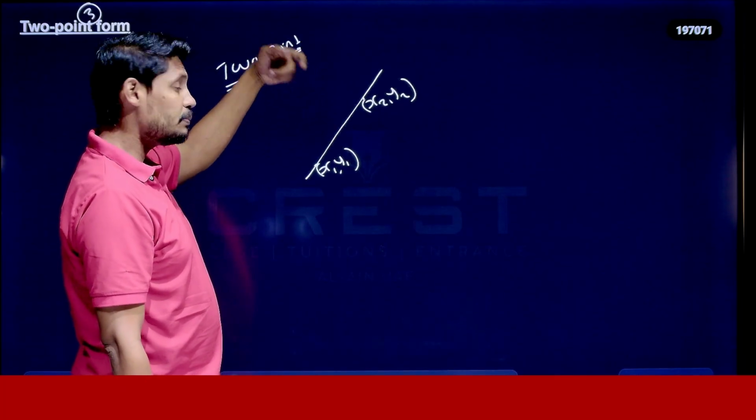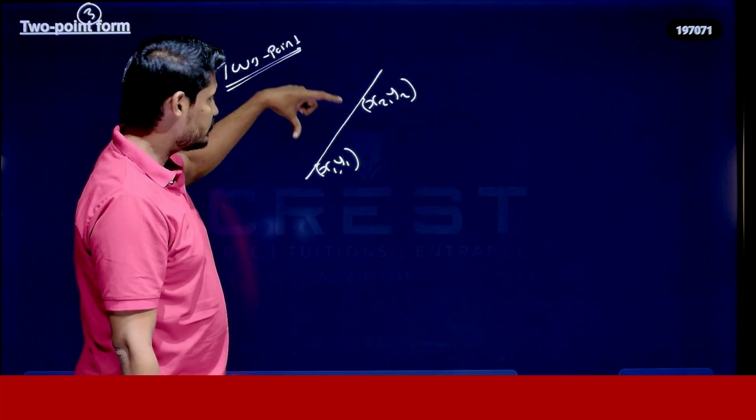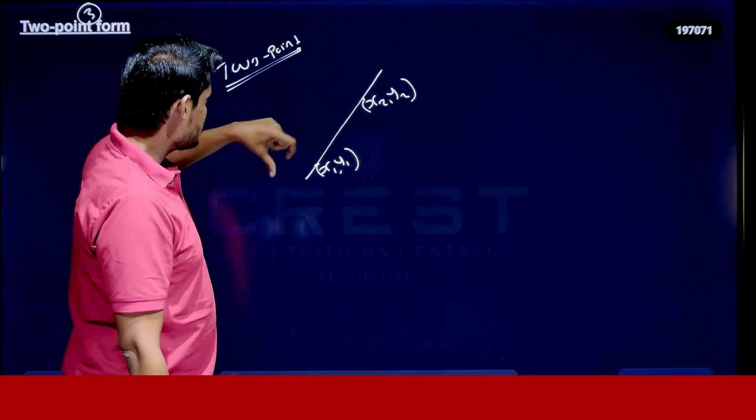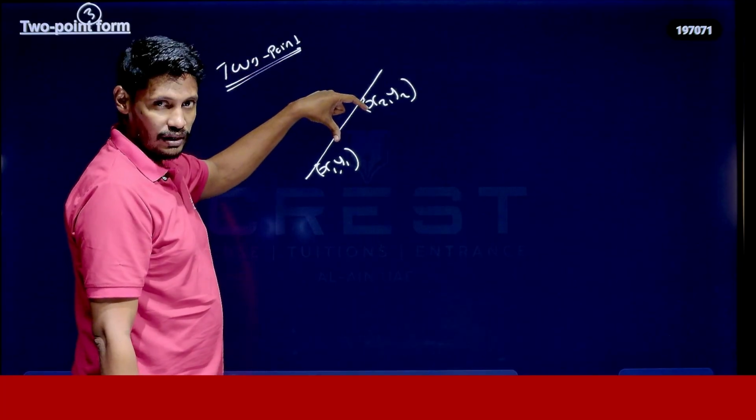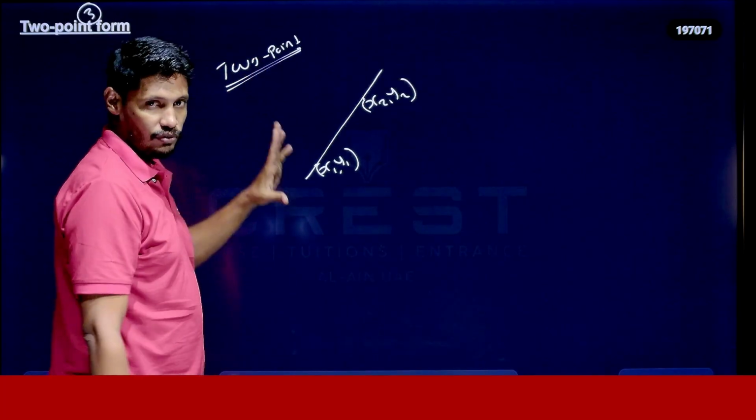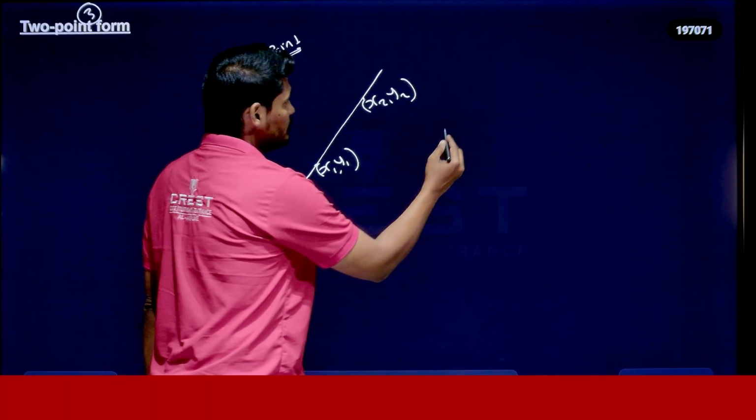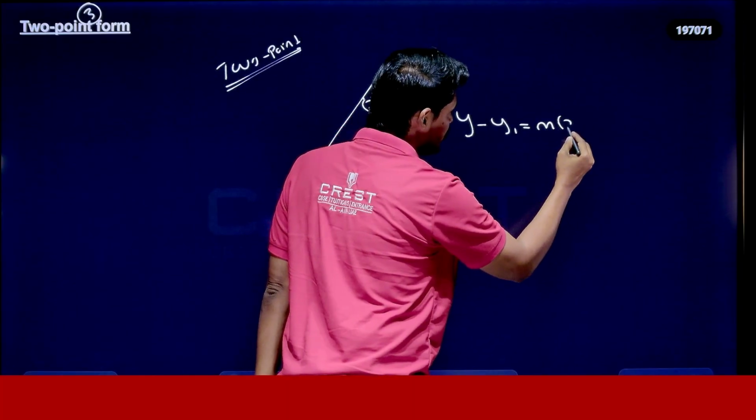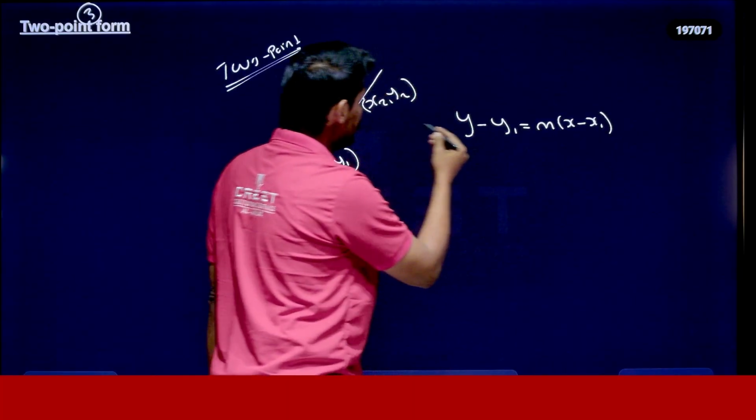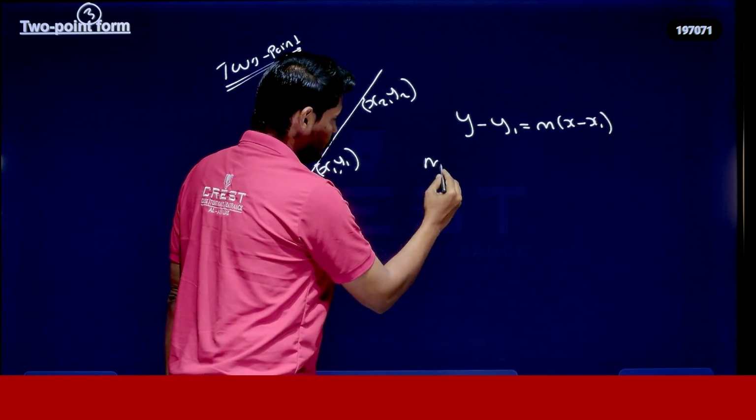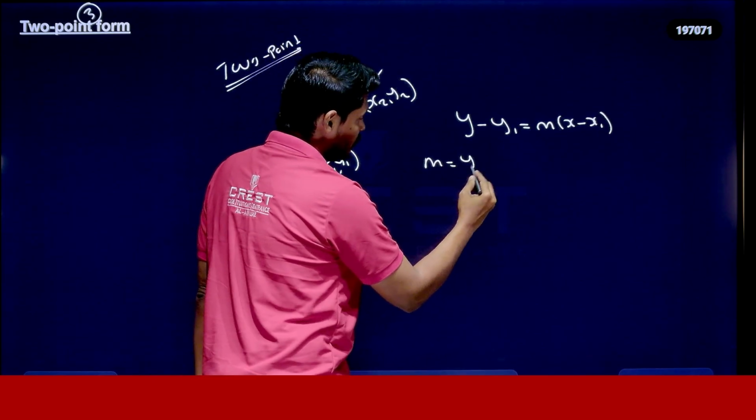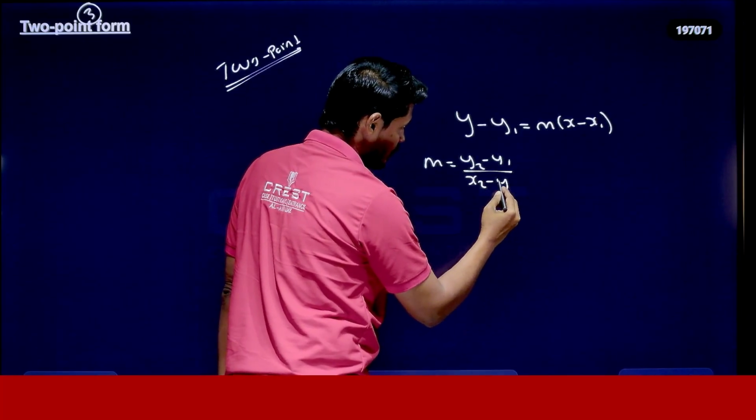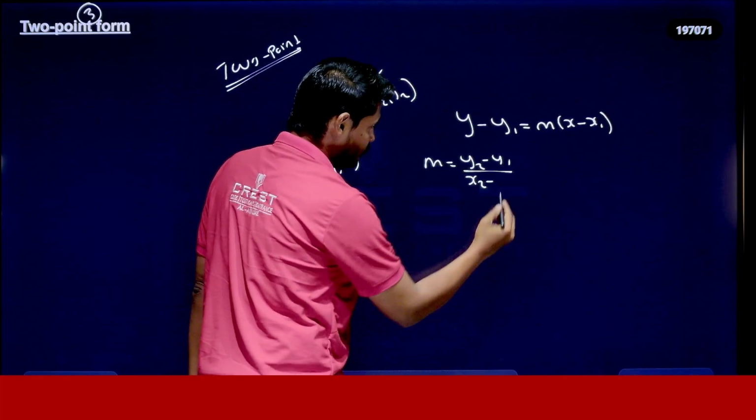We have already discussed in the previous class how you can find the slope if two points are given. If you are given two coordinates of a line, you can find the equation of the line. This form is called two-point form. Fine. So what is the general equation? It will be y minus y1 equal to m into x minus x1. Here, what is m? We can find m by y2 minus y1 divided by x2 minus x1. This we have already studied in the previous class.